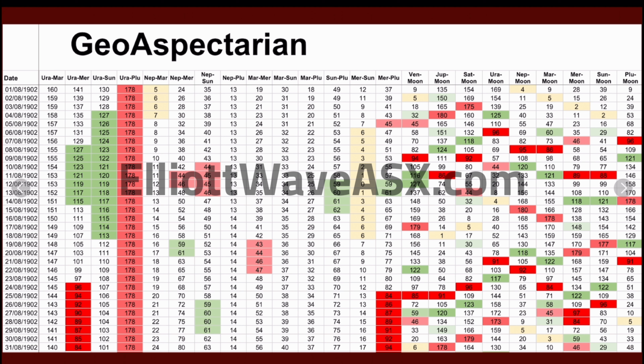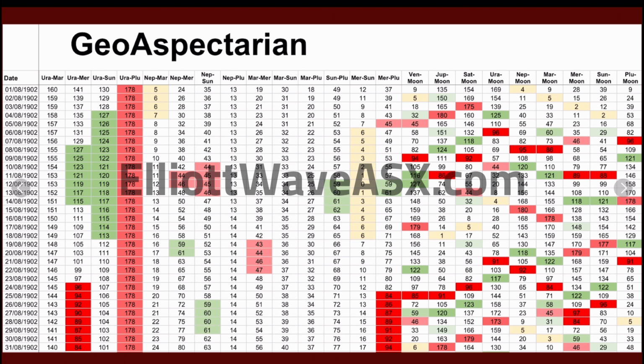So you can use these Aspectarians in a few ways, and it's called a geo-aspectarian because it's geocentric, which means it's looking from the Earth. We do actually have a helio-aspectarian, which are all the aspects pre-calculated if you were looking from the Sun. For this work, I find most people use geocentric, but there are some that use heliocentric too, so that's why we've got two types.